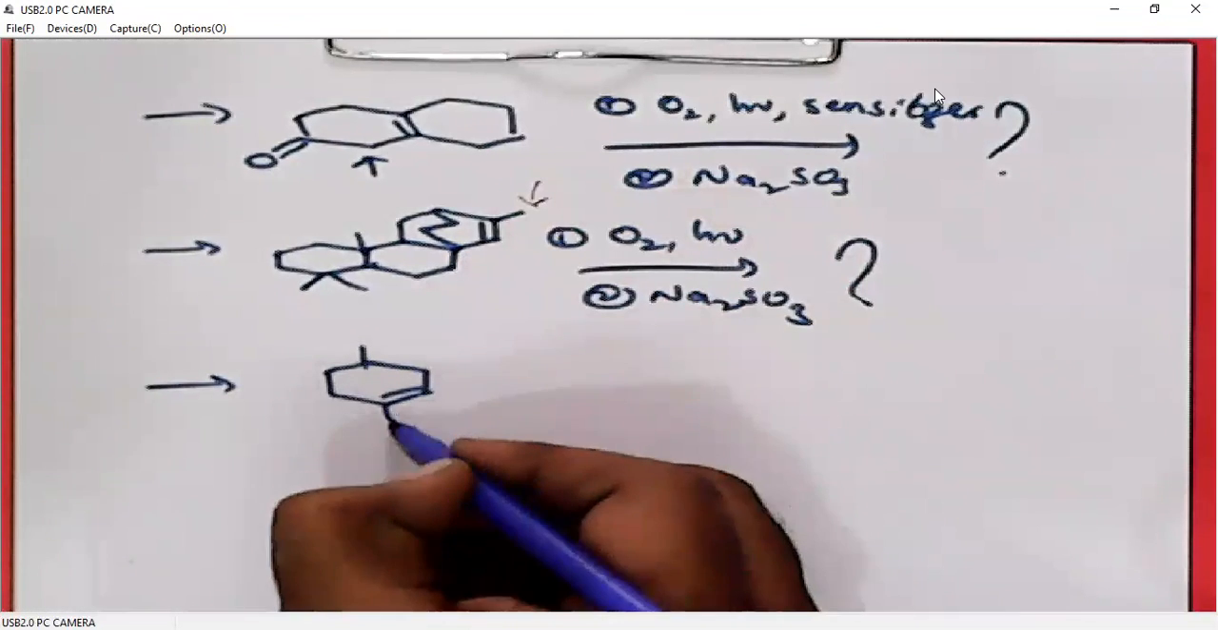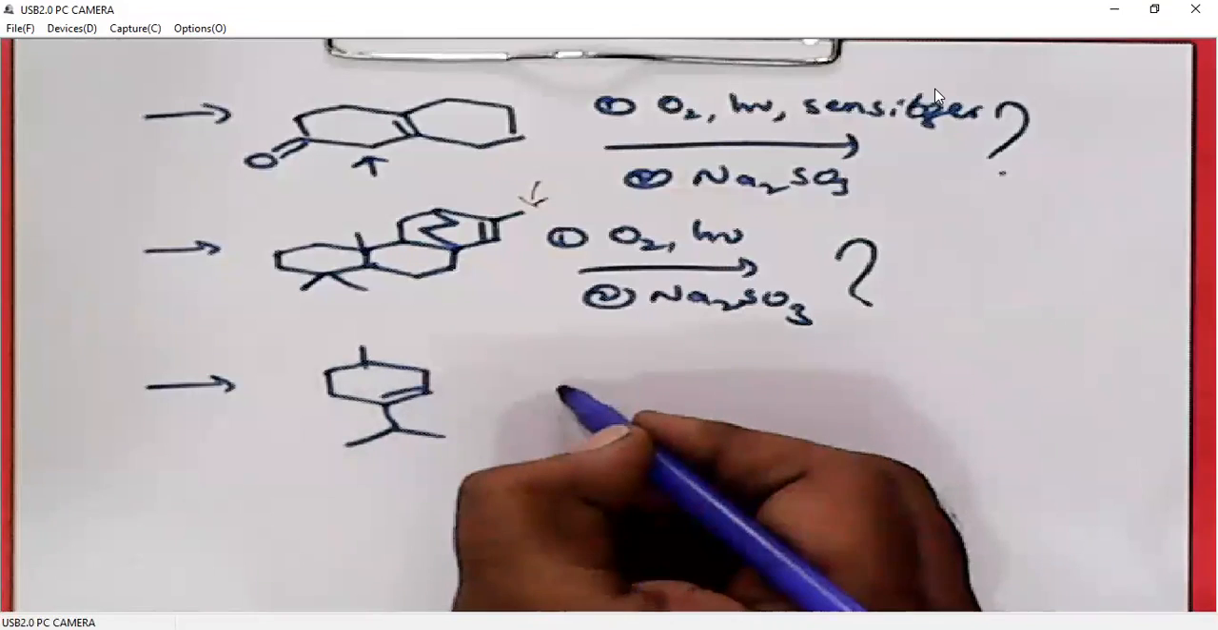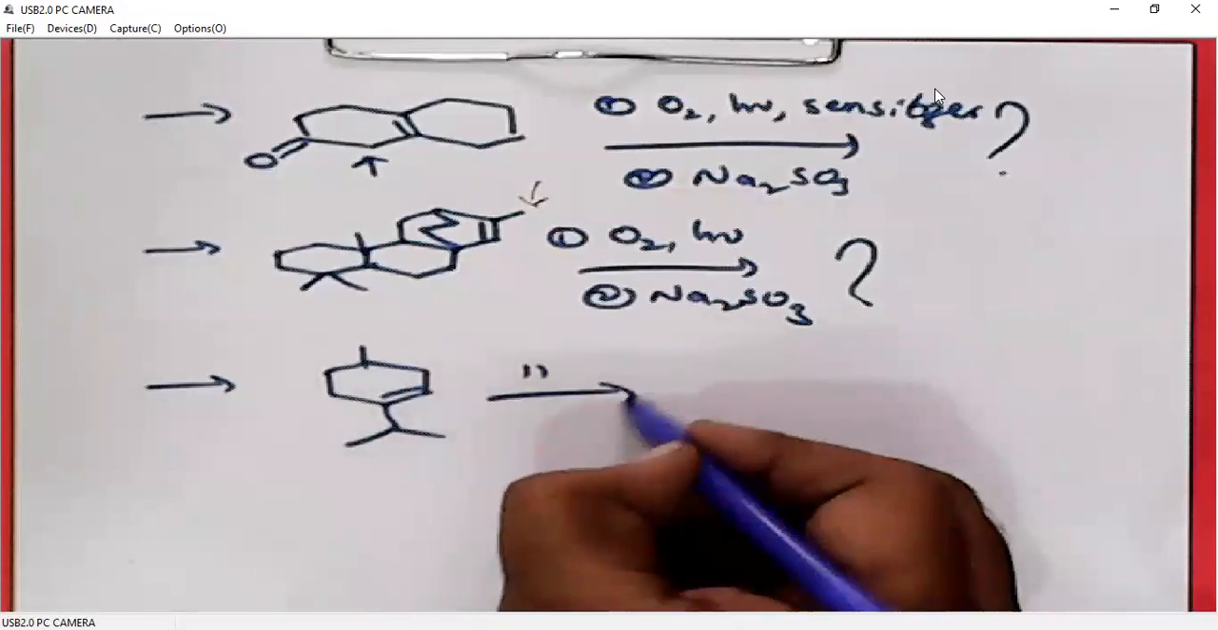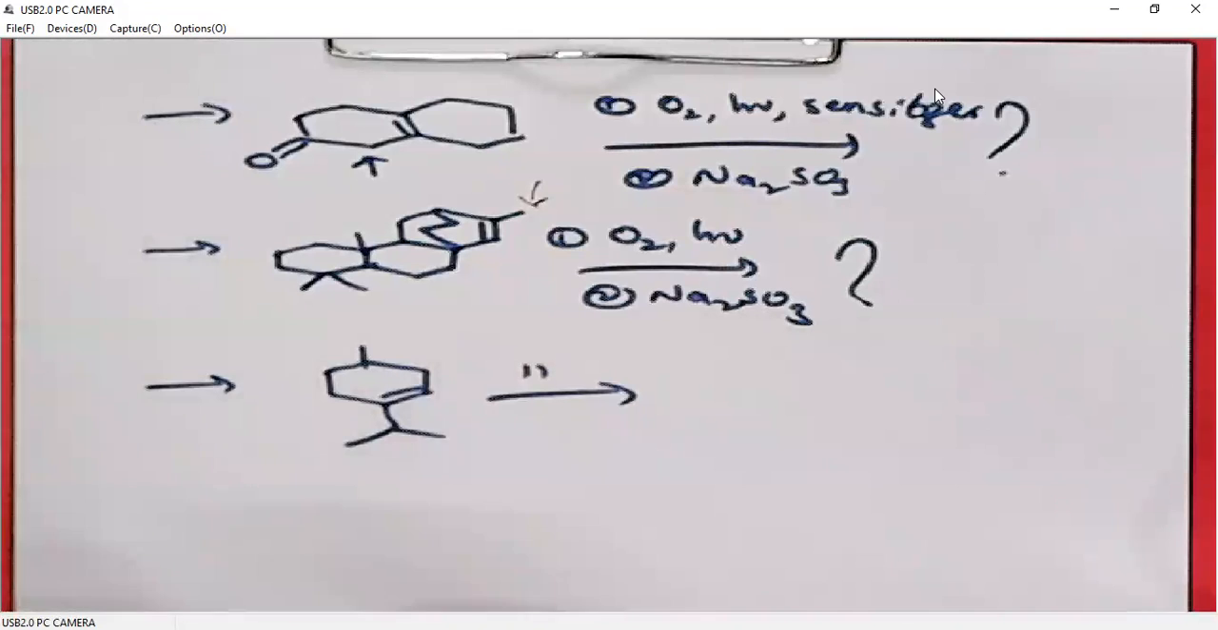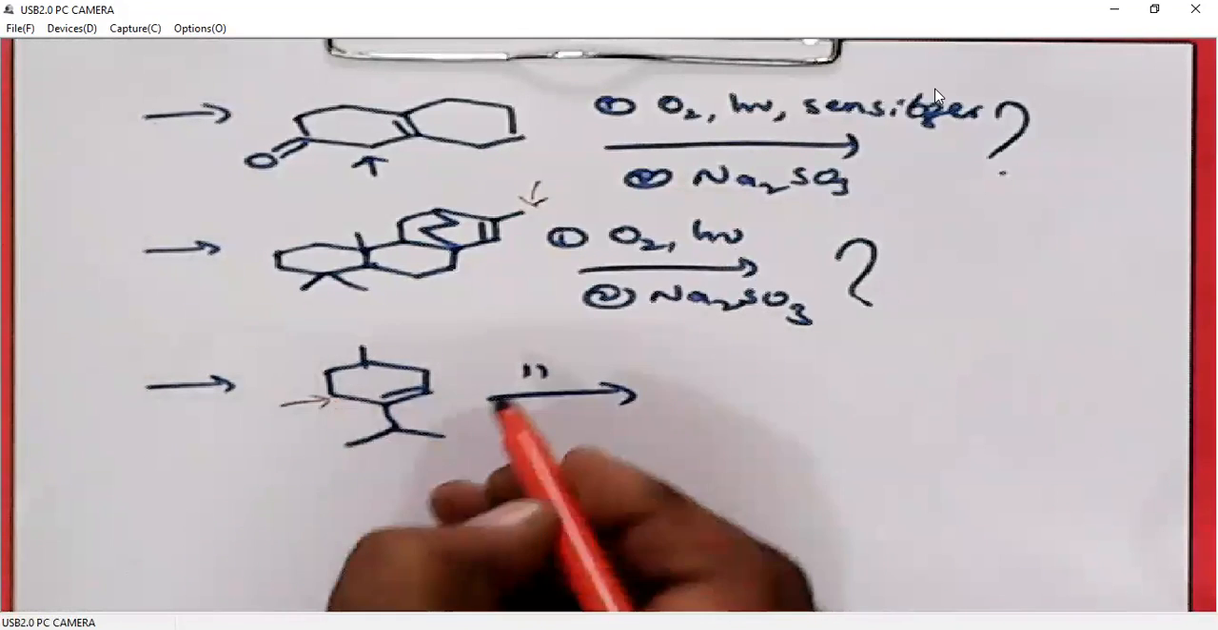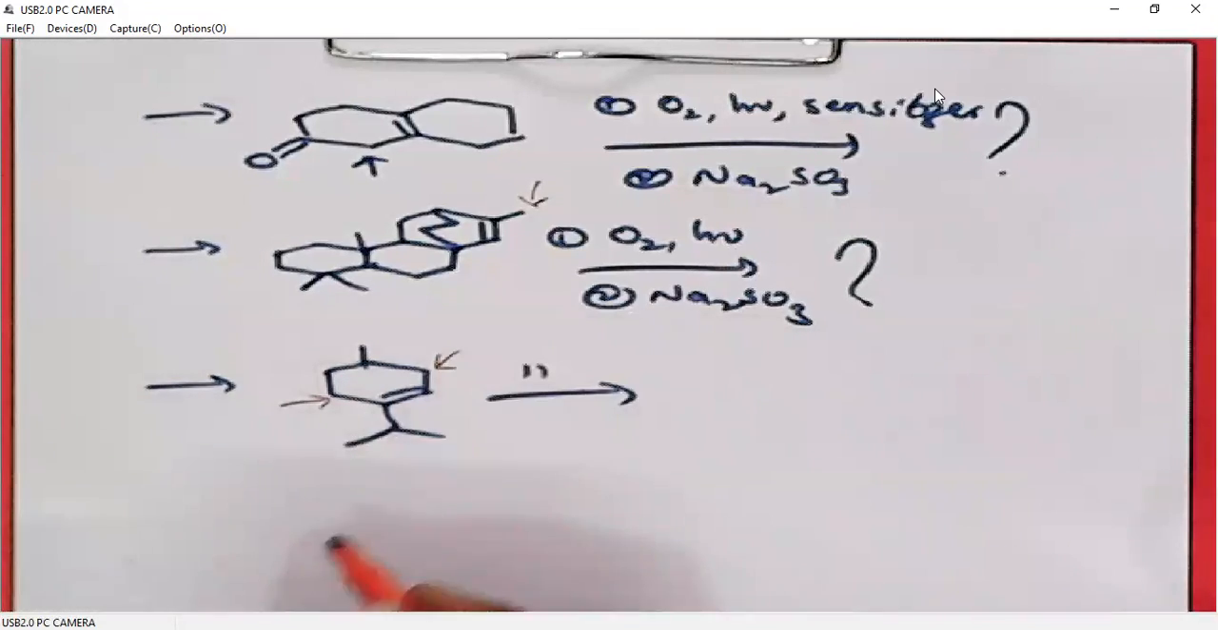Look at this example. Here we have three possible allylic positions. This is one allylic position. This is second allylic position. This is third allylic position. So altogether we have three allylic positions here. So we will get three products, three allylic alcohols here.